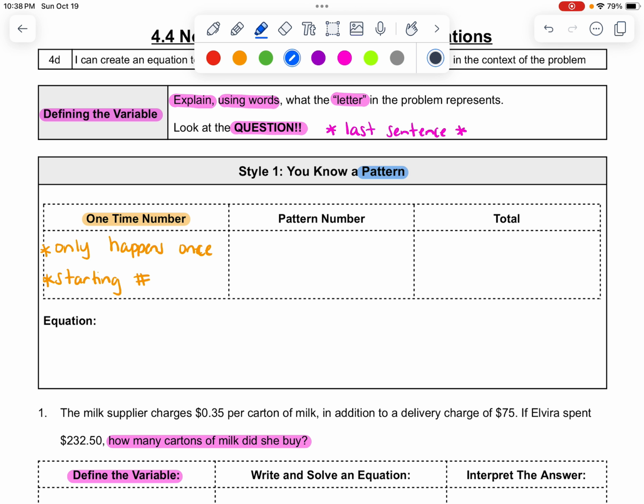The second number you're going to find in these problems is the pattern number. The pattern number is going to be something that repeats over and over and over again. You're going to look for the keywords per or each or every in order to identify the pattern number. The last number is always going to be the total. This is going to be like the ending amount or the total amount.